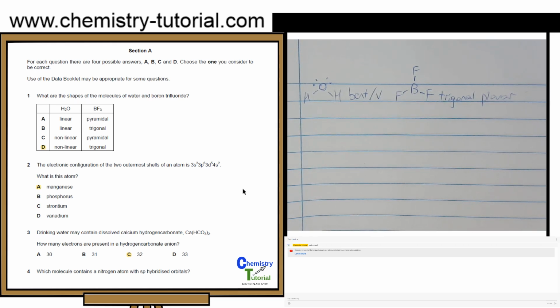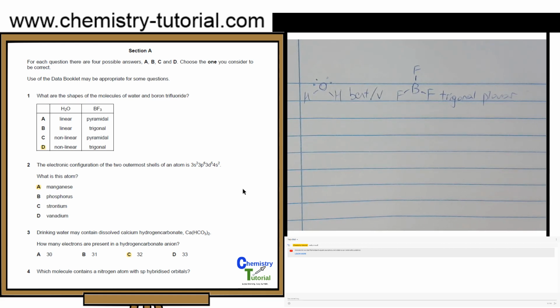For question 2, the electronic configuration of the 2 outermost shells of an atom is 3s2, 3p6, 3d5, and 4s2. If you see the d subshell, that means that this is a transition element. Since we know that this is a transition element, phosphorus and strontium can be ruled out because phosphorus is in group 5, strontium is in group 2. So the answer could only be manganese or vanadium.